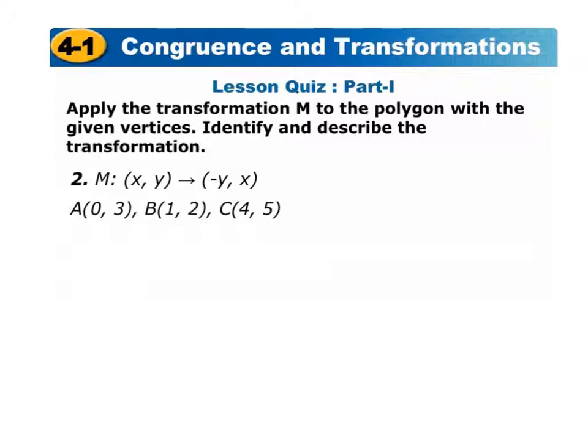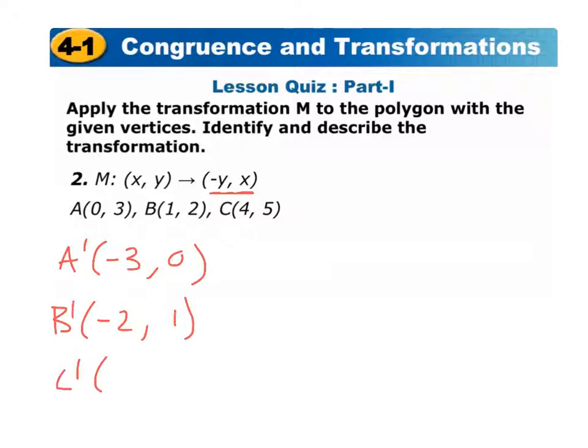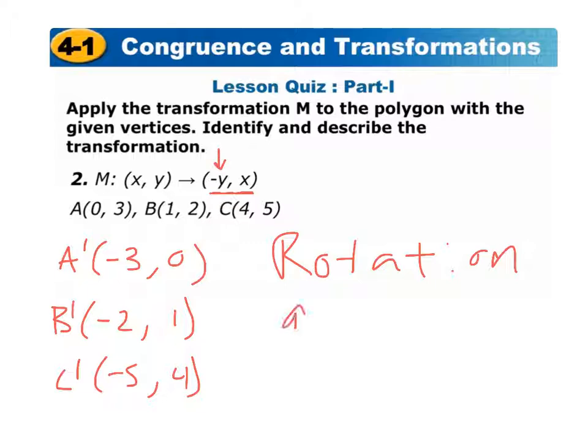Apply the transformation M to the polygon with the given vertices. We're doing the same thing. For A prime, we're going to switch the x and the y and make the y negative. So what would A prime be? -3, 0. What's B prime going to be? -2, 1. And what's C prime going to be? -5, 4. It's a rotation, and since the y is negative, it's going to be a rotation clockwise. So it's 90 degrees clockwise.